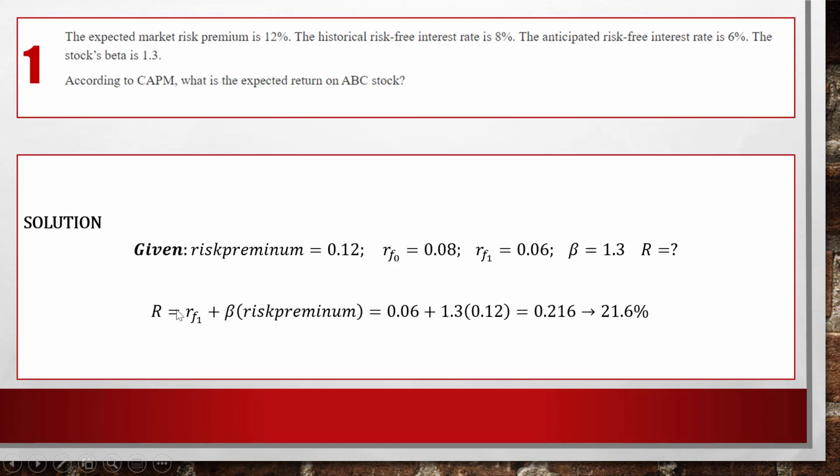Alright, so the expected return of stock ABC is equal to the anticipated risk-free rate plus beta times risk premium. And we basically just substitute the numbers into this equation. We have 0.06 for the risk-free rate, 1.3 for beta, 0.12 for risk premium, and we get 21.6%. It's a simple problem. The only thing you have to be mindful of is that the information about the historical risk-free rate is just noise information.